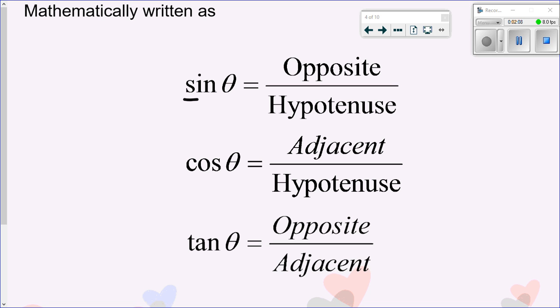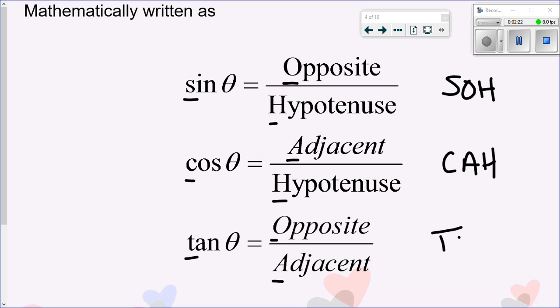Now, if we look at these letters, this gives us that acronym that I introduced you to the other day: SOHCAHTOA. For all three of them, it gives you which trig function it is, and then what's being divided by what.